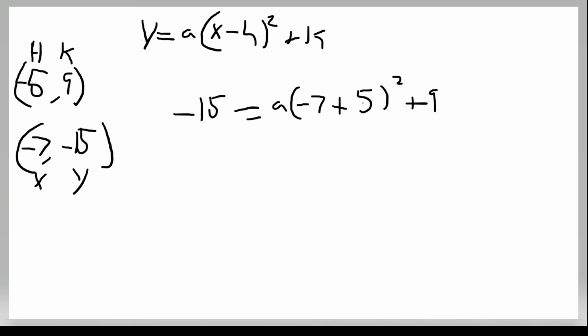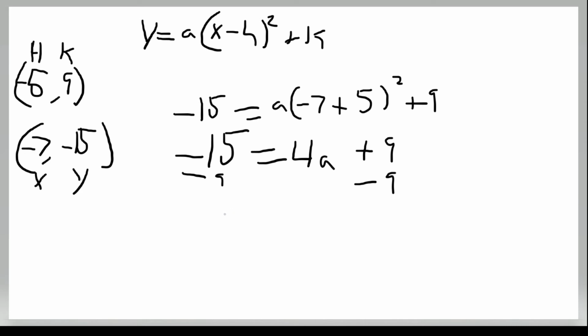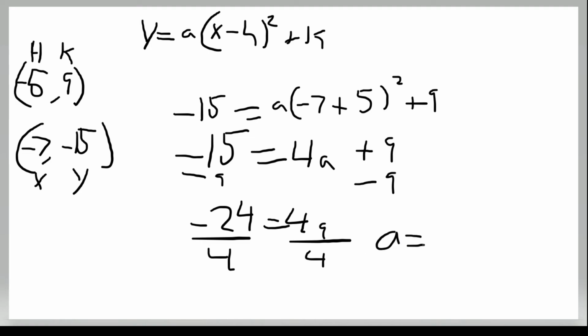So straight away, you can just factor this stuff, which should get you to, let's just skip ahead to make this quick. Negative 15 equals 4A plus 9. Now, to solve this fast, you just do minus 9 and minus 9. This would get you negative 24 equals 4A. And you just divide by 4. And that would leave you with A equals negative 6.